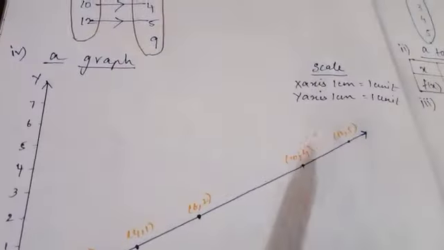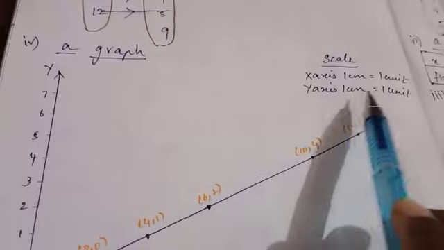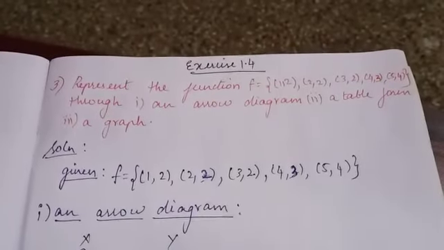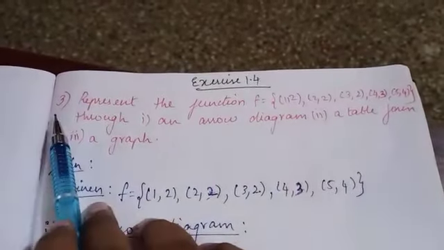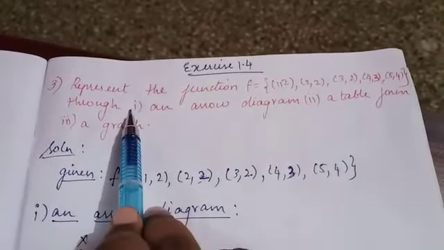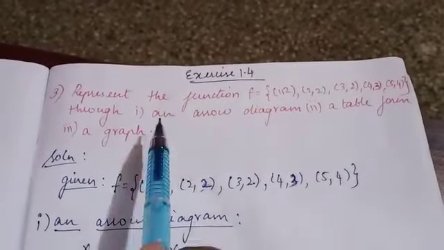So after plotting the points, we have to write the scale. X-axis 1 centimeter is equal to 1 unit, y-axis 1 centimeter is equal to 1 unit. Yes, that's all students. Next we'll move on to the third sum. Represent the function f through an arrow diagram, a table form, and a graph.